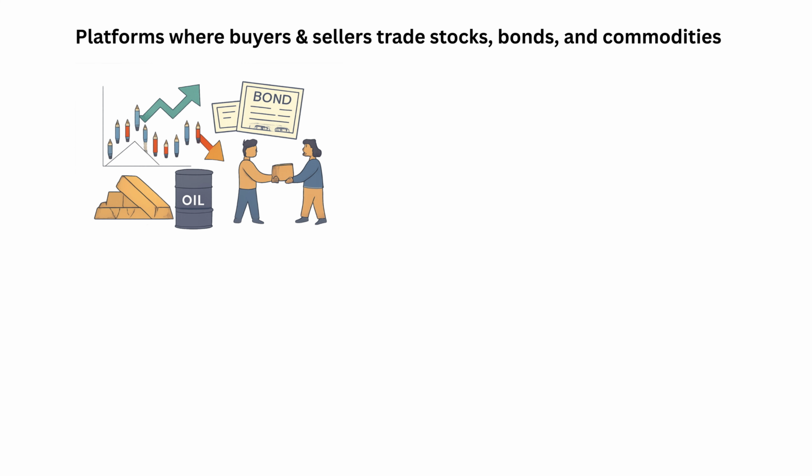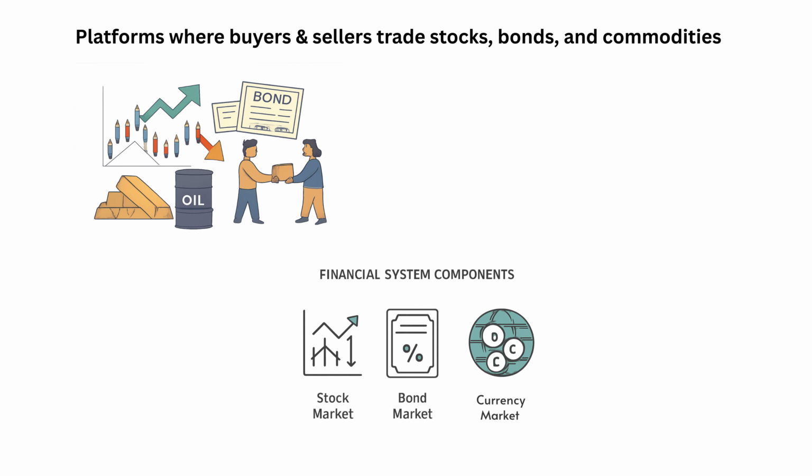Financial markets are platforms where buyers and sellers exchange financial instruments like stocks, bonds, and commodities. These markets help allocate resources efficiently, allowing capital to flow to businesses that need it to grow. Financial markets are critical to the functioning of the economy.